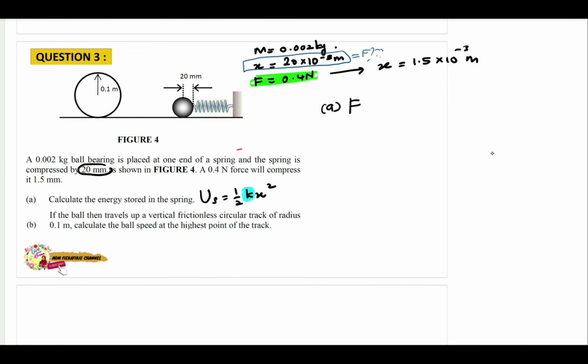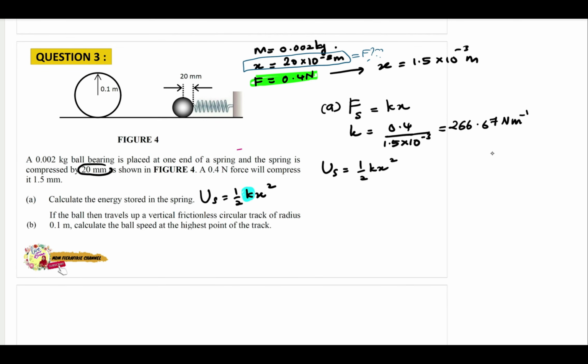Okay, the force is 0.4 will compress the spring up to 1.5 millimeter. So means that we can calculate the spring constant, 0.4 over 1.5 times 10 to the negative 3. So baru kita akan dapat kita punya spring constant 266.67 Newton per meter. Okay. So daripada sini you boleh kira lah US equal to half kx squared.